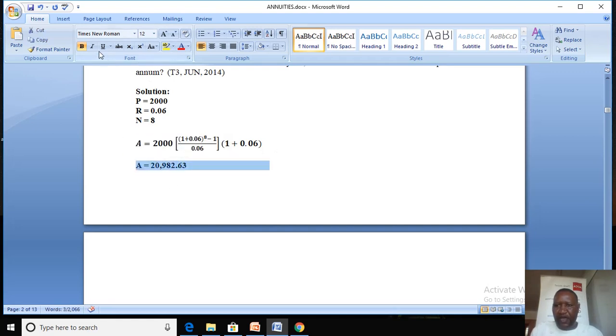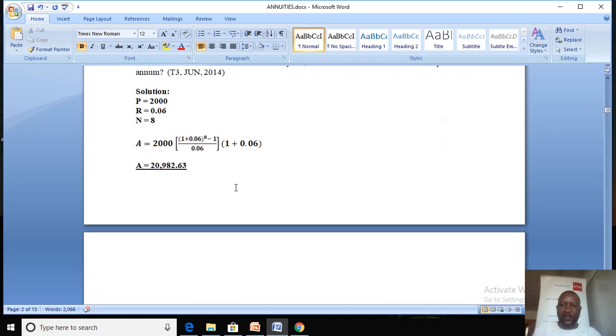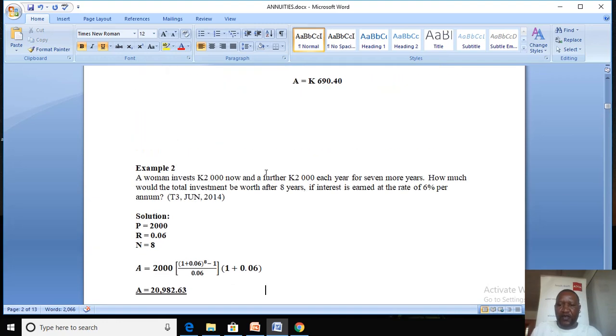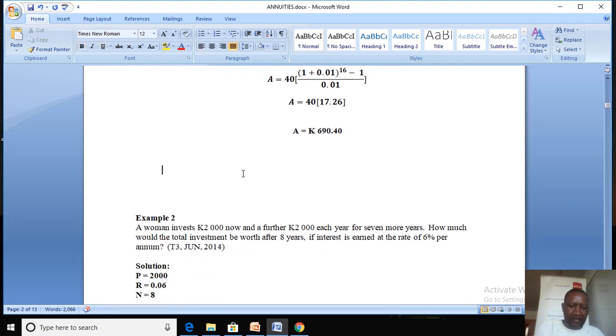So let's do that. Okay, so back to the question. The question says, how much would the total investment be worth after 5 years? So after 5 years, you expect the investment to be 20,982.63.